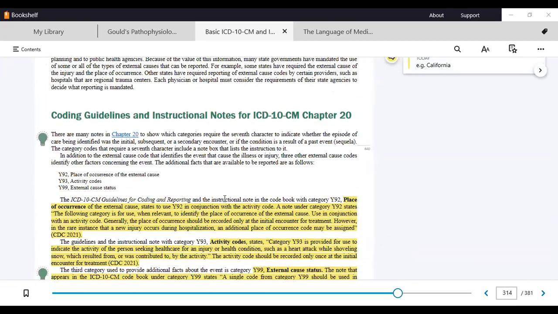We also get into, in addition to the fall or other mechanical cause of an injury, we also, for the initial encounter only, need to code the place of occurrence, the activity that somebody was doing when they had the injury, and the external cause status, status meaning their employment. So these are only used for the initial encounter.